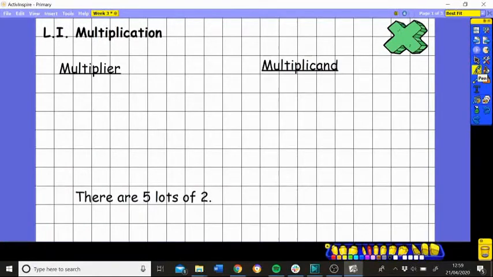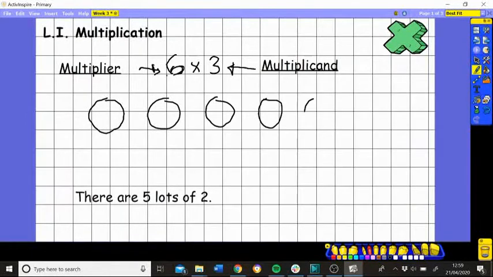Let's say 6 times 3. Again, we have our multiplier and we have our multiplicand. So, how many groups we start with? 6. 1, 2, 3, 4, 5, 6. And we have 3 in each.